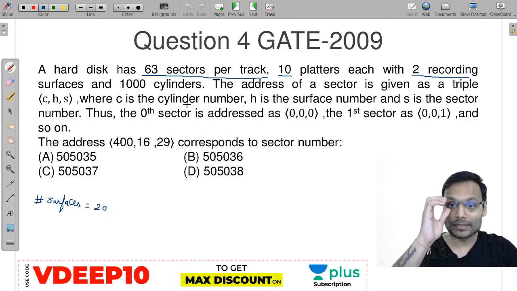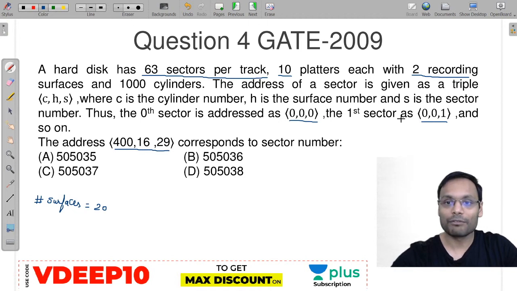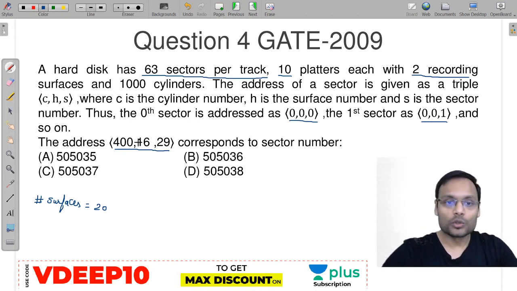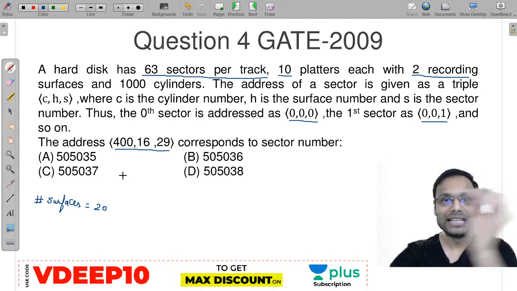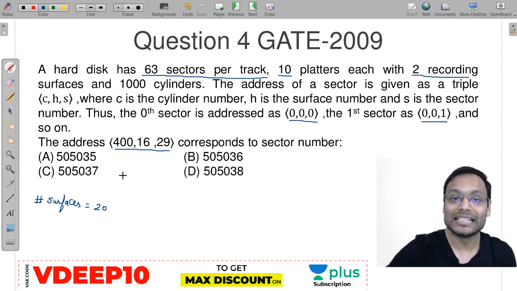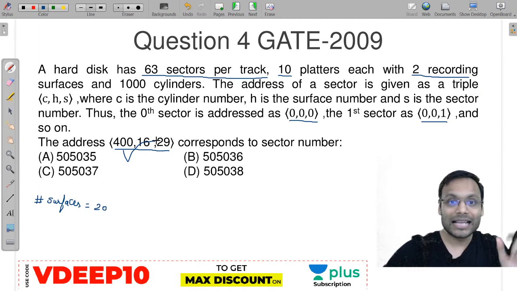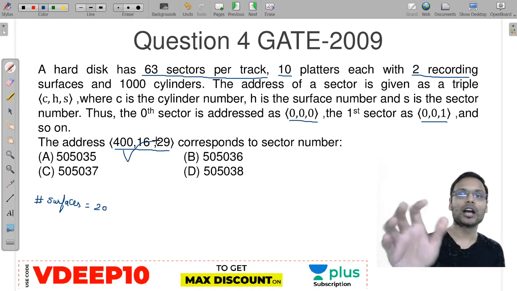Now let's try to understand a few more things. Cylinder number, surface number, sector number, like this you provide the address. The 0th sector has address 000, the first sector has address 001, and so on. Then this particular address belongs to which sector? The second sector is 002, the third sector 003, and so on. So this address is which number sector's address? Before we understand this, I will have to explain how the addressing works, and based on that we will solve this question, which is very easy, a conceptual question. If you stay with me, you will learn how to solve such questions.